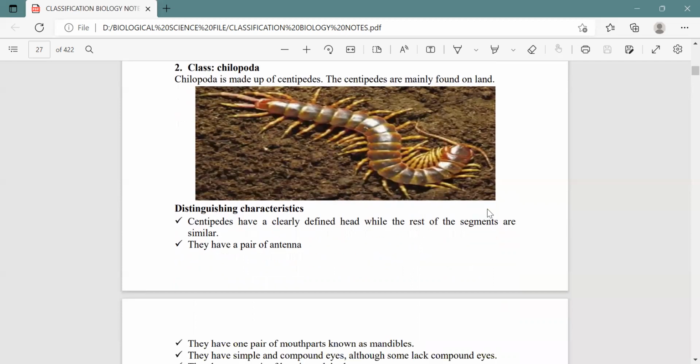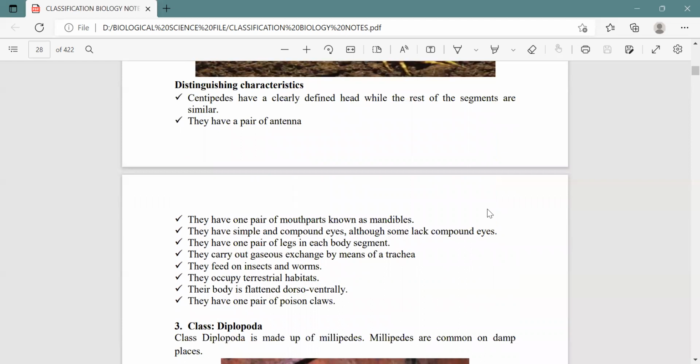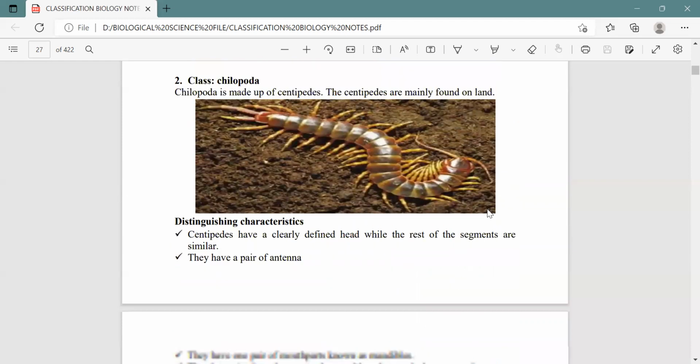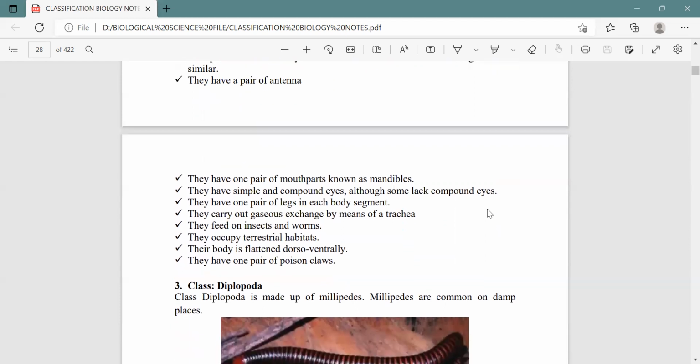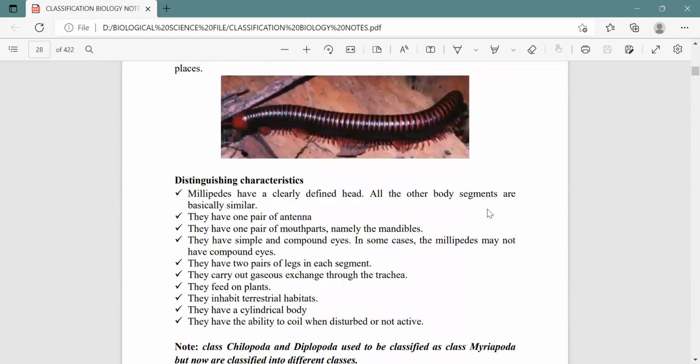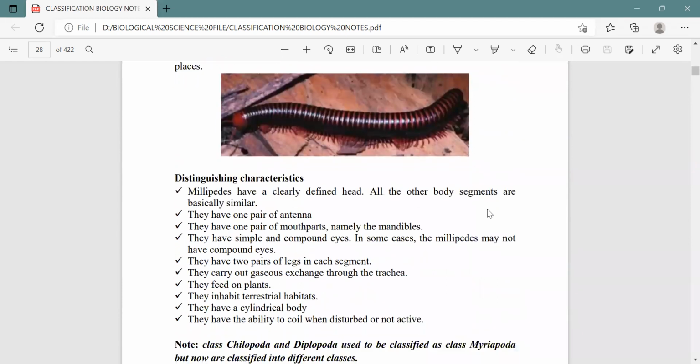And they are carnivorous. They will feed on insects and worms, and some of them are actually poisonous. Actually, as I've already said, they have a pair of poisonous claws. But when we come to the millipedes, these are called amagongoro. The magongoro or the millipedes all belong to class Diplopoda. And you'll find that they are not as poisonous as the centipedes.